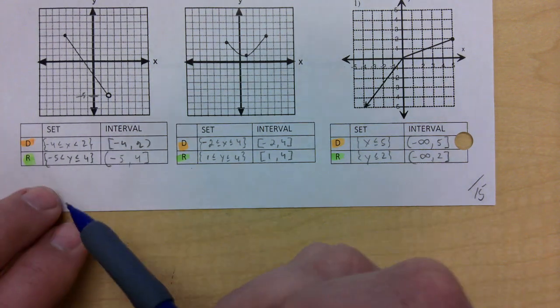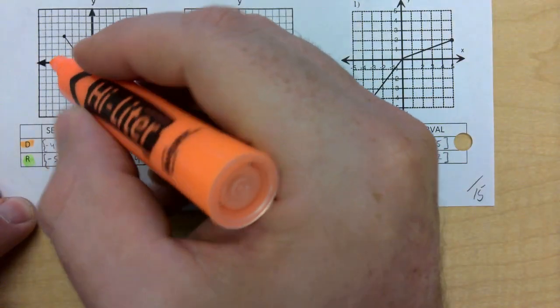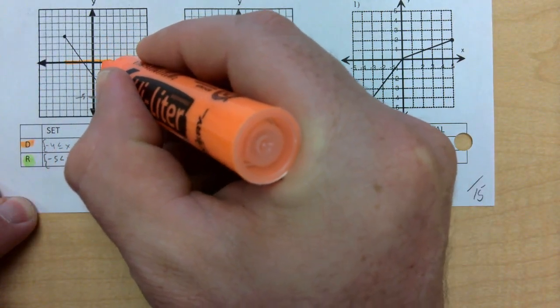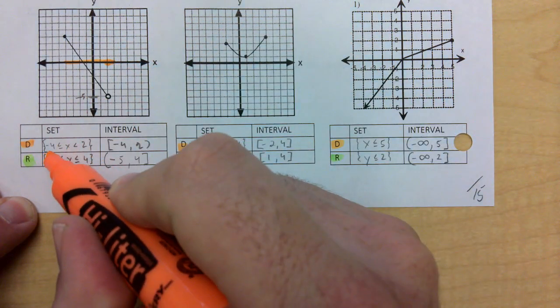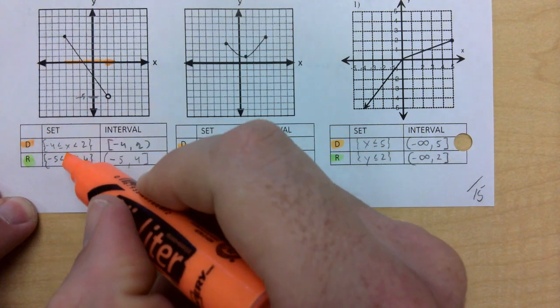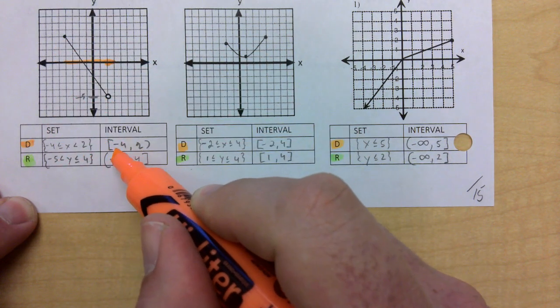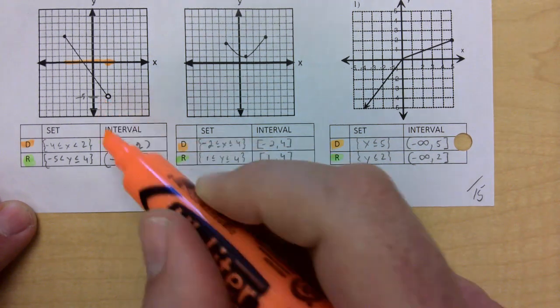So for the set, right, I go from -4 to, oops, I should have stopped there. From -4 to 2, right? So -4 included to 2, which is not included, right? So that's why you have a square bracket on the -4 and a round on the 2.